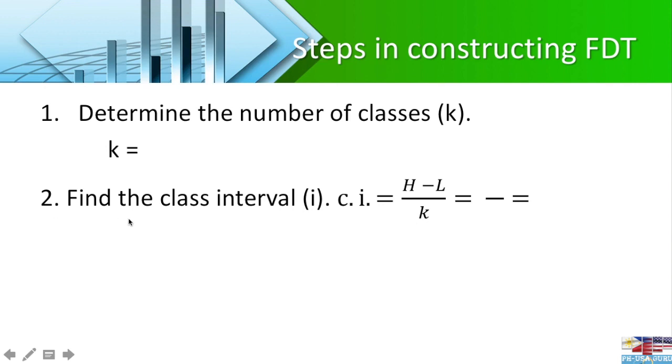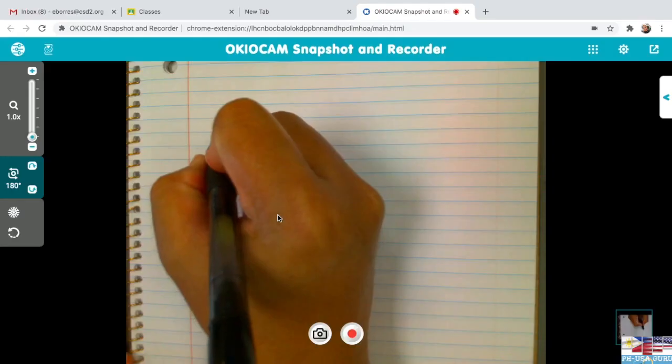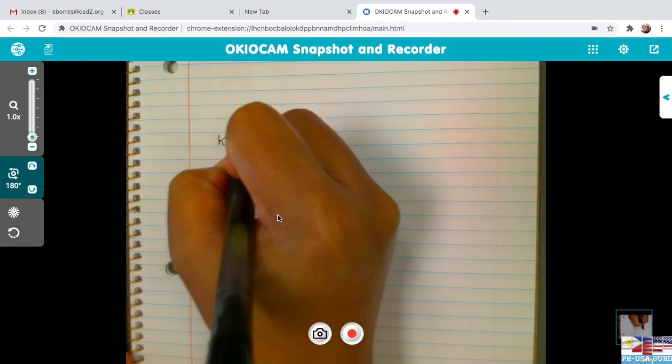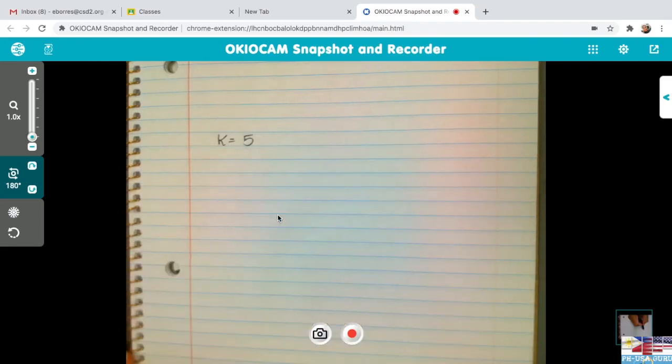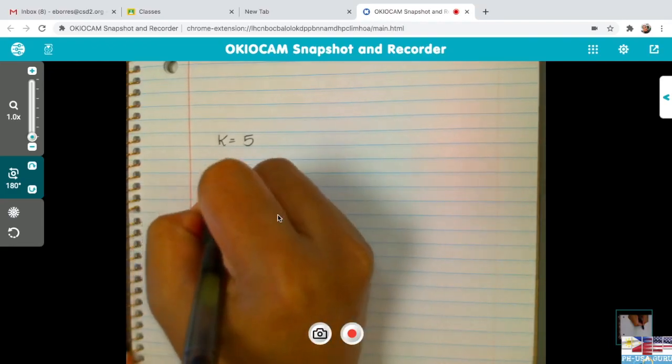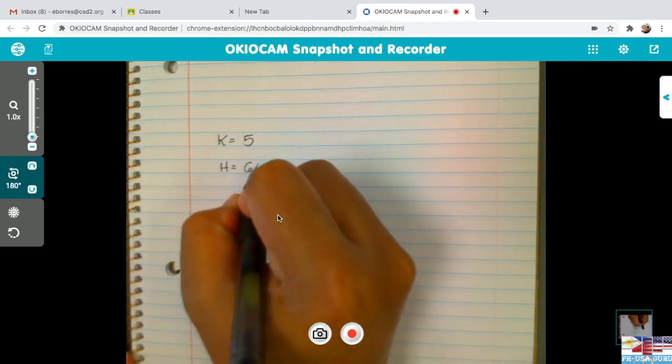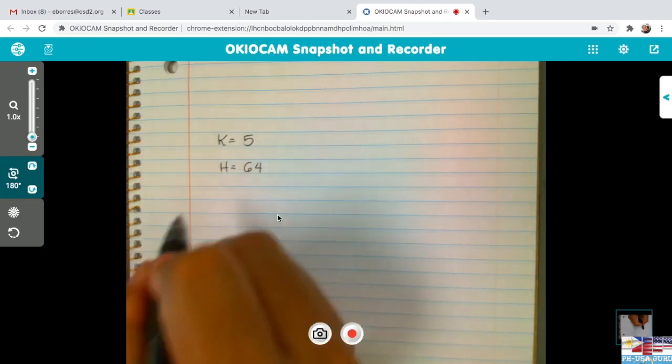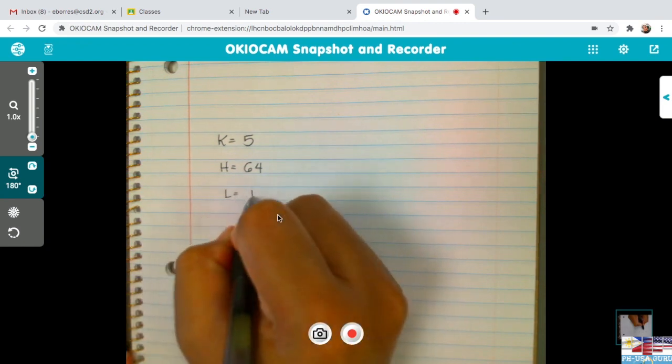Second step, find the class interval, which is equal to the highest score. Since we are talking about age, that will be the highest age minus the lowest age divided by K, or the number of classes, which is 5. The value of K is 5. That is our number of classes. The highest age is 64, and the lowest age is 17.